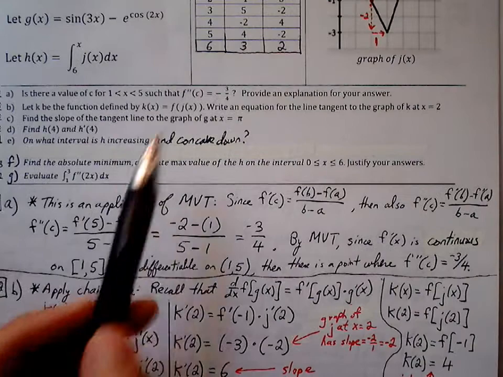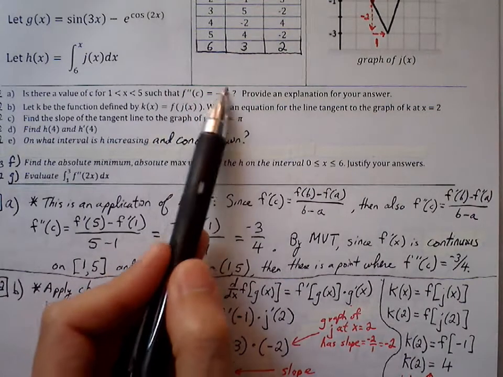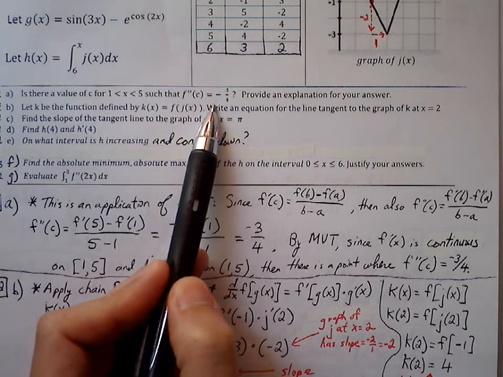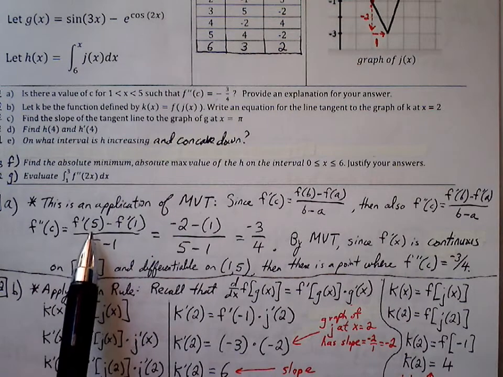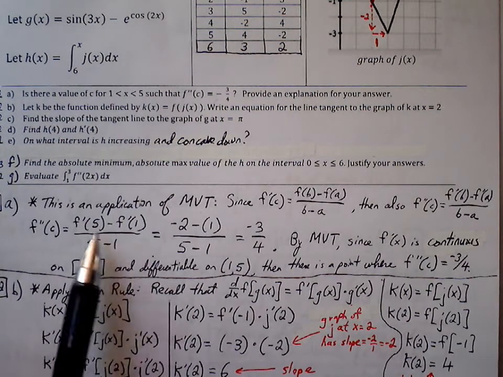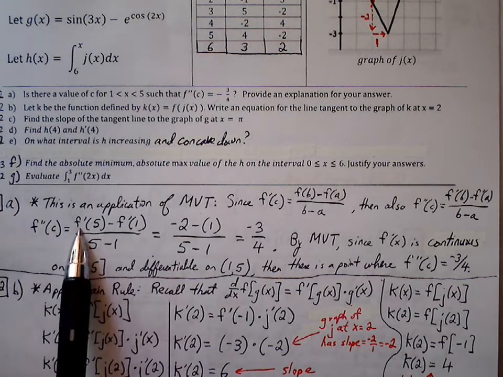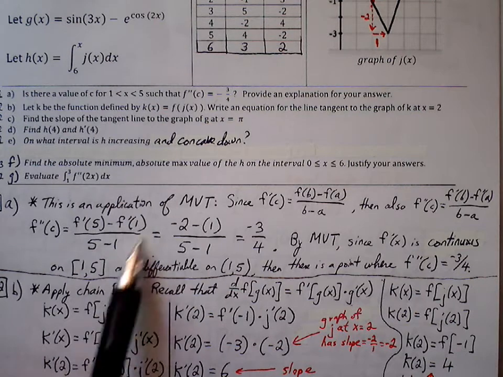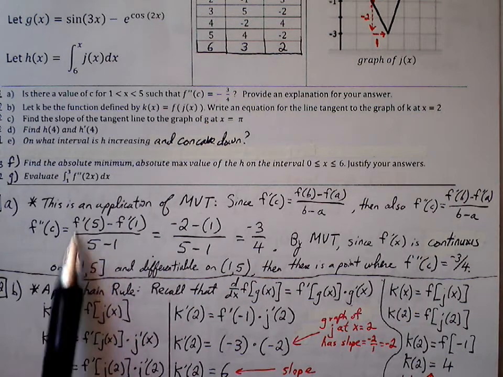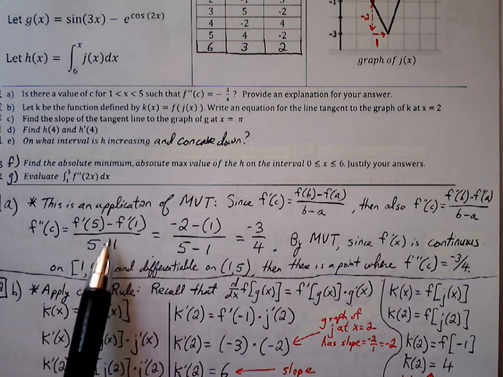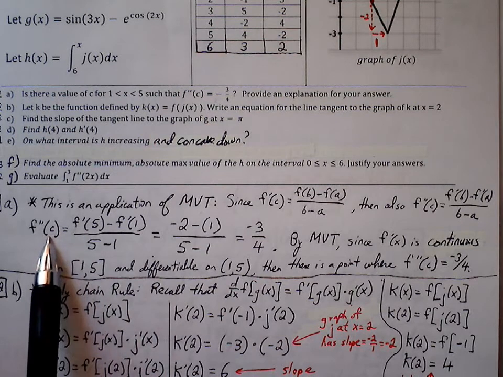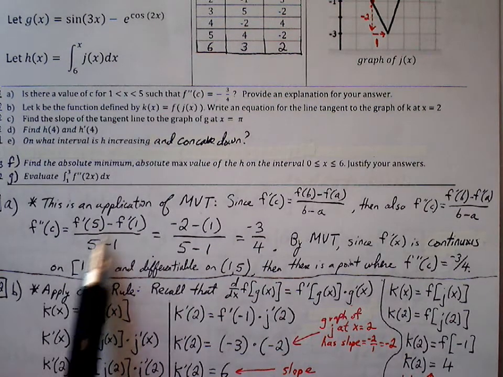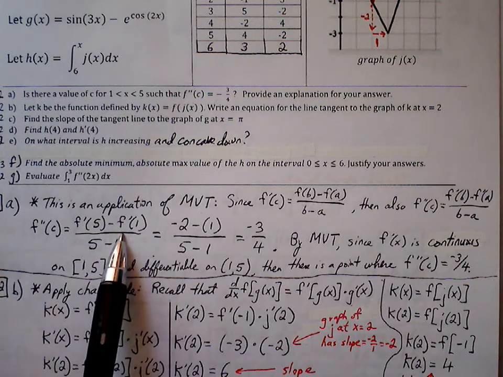So if we want to guarantee f double prime is equal to negative 3/4, or if we want to see if this can be guaranteed, we can apply it using f prime. So we can say f prime of 5 minus f prime of 1 over 5 minus 1 and see if this results in negative 3/4. If it does, then we can guarantee that there's a second derivative value of negative 3/4 because the points between the f prime graphs produces that particular slope.